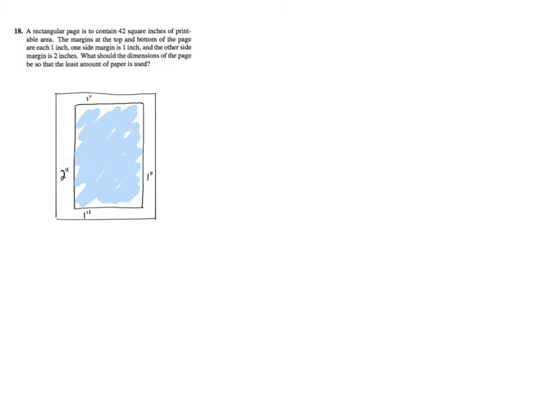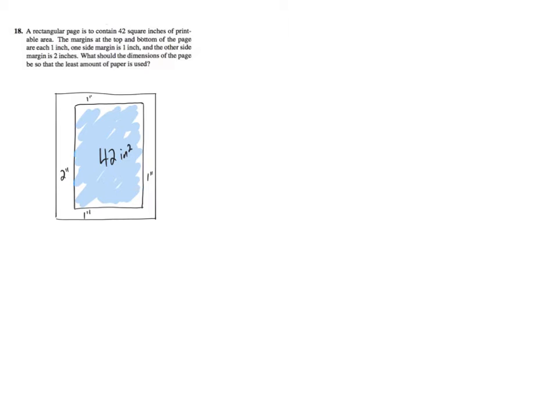Okay, here's another classic optimization problem where there's a certain amount of printed material that needs to happen. We need to have 42 square inches of printable area. I've shown that here in what's shaded blue, and the fact that that area needs to be 42 square inches obviously can't change.